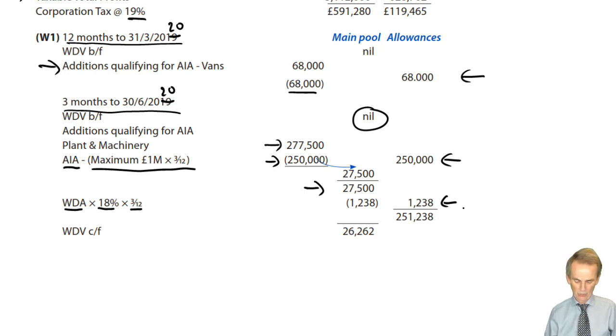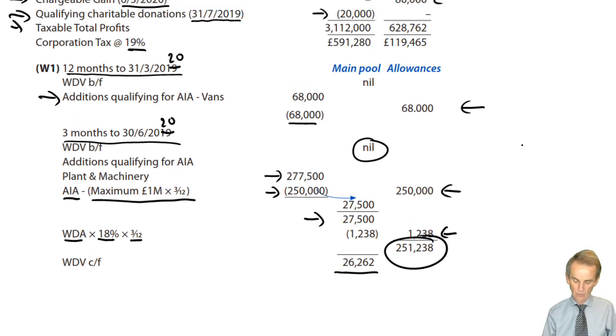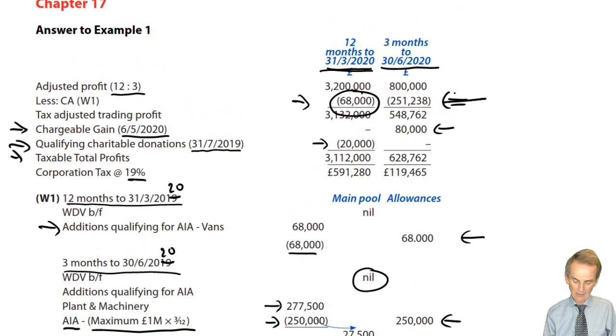That goes into the allowances column and, of course, is deducted in deriving the tax written down value to carry forward there. Get your total allowances for the period. That appears to be 251,238. And bring that back up to here and put it into your corporate tax computation. If you take those capital allowances away from your adjusted profit figures, you've got your tax adjusted trading profit. We've already dealt with capital gains and donations there, and therefore you can get your TTPs, tax at 19%, and you get your corporation tax liabilities accordingly.